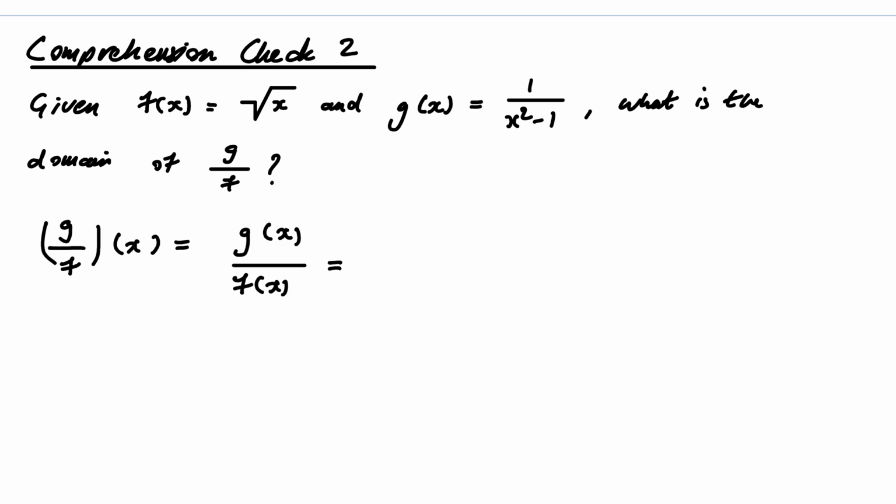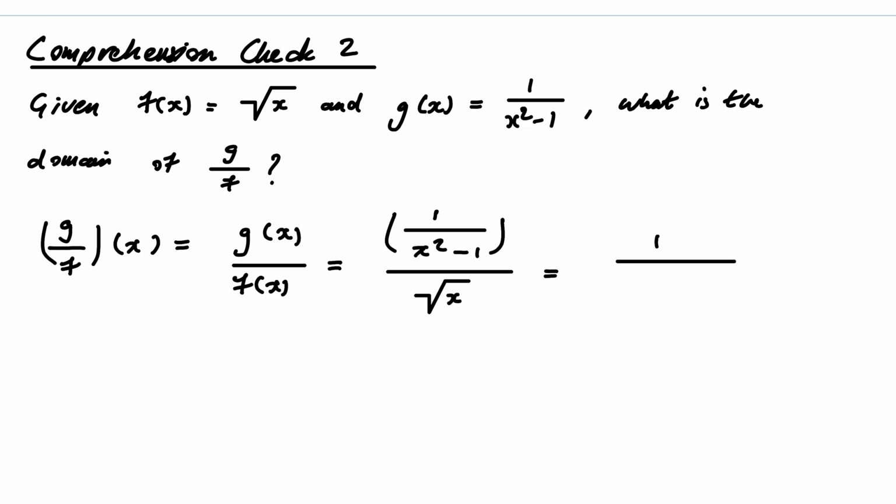So what's this equal to? So this would be 1 over x squared minus 1 on top, divided by square root of x. Okay. So what's this equal to? Let's simplify this a little bit. This comes out to be 1 over x squared minus 1 times root x.